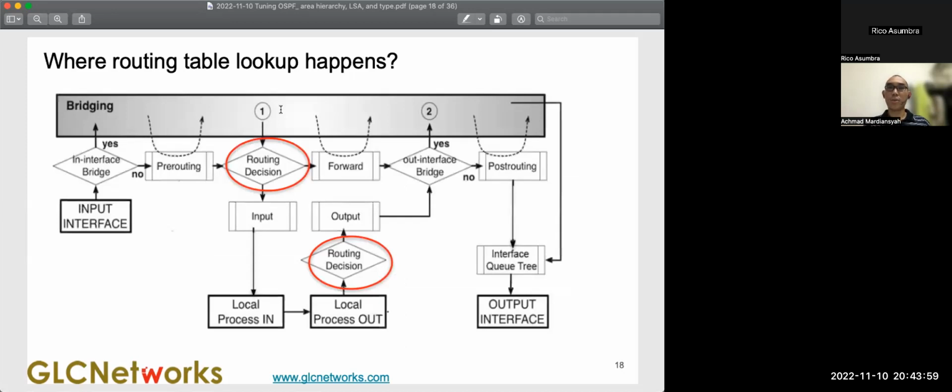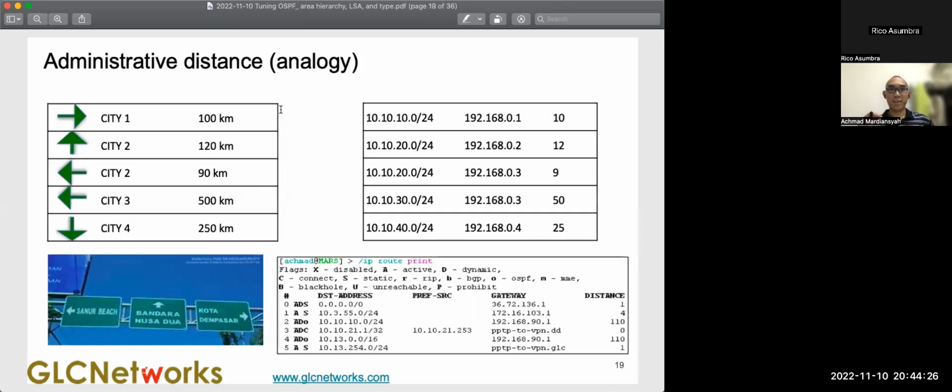So this is where routing table lookup happens in MikroTik. There is a process called routing decision. At that time, that process will do a routing table lookup. If you have 1 million routing table entries, it will look up that 1 million, and usually that process can take CPU power. If you are doing routing, of course there will be administrative distance, which shows, okay, you want to go where, and here's the distance. Of course, you want to pick a route that has the lowest distance, right?